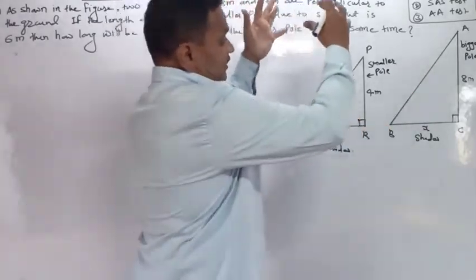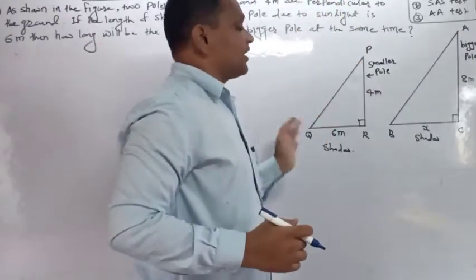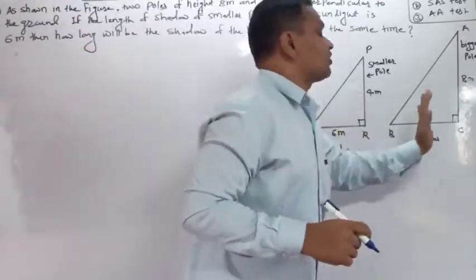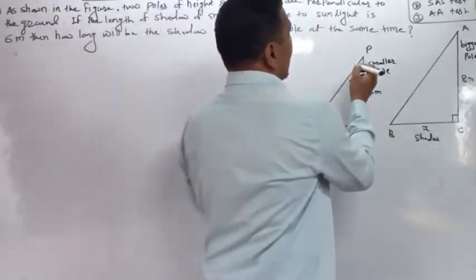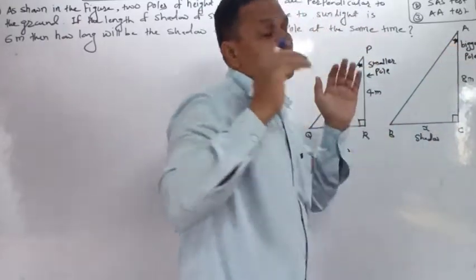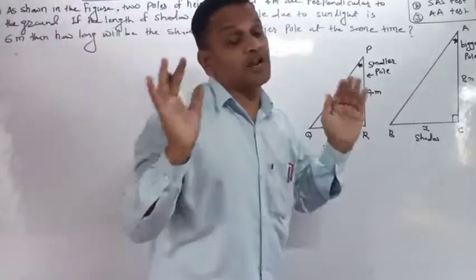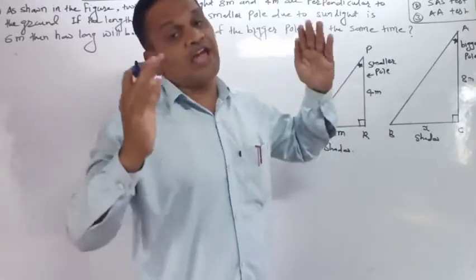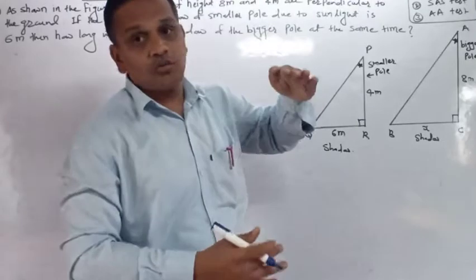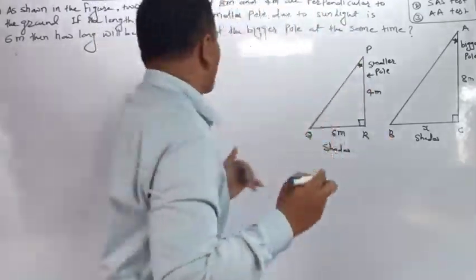Now these two triangles are similar. In triangle ABC and triangle PQR, these two triangles are similar by double A test, because angle R is congruent to angle C, each 90 degree, and angle P is congruent to angle A, because shadows are cast at the same time. Angles made by the shadow with the pole are congruent at the same time, right?